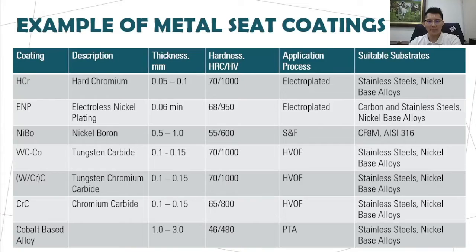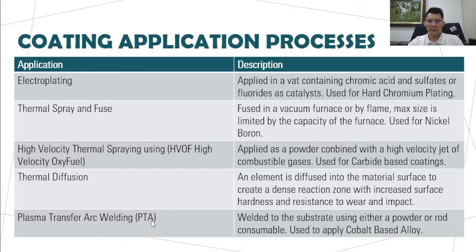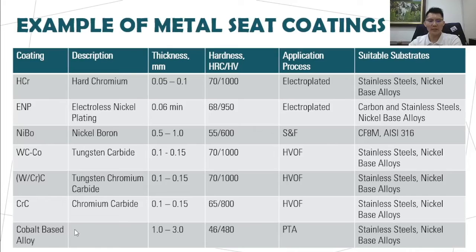The thickness will be 0.1 to 0.15 mm, and the measured hardness value in HRC, Hardness Rockwell scale C, is 65, and Hardness Vickers is 800, using the HVOF method, and the substrate is very similar. So how do we select between all these different coatings? Of course, the last one is the cobalt-based alloy, which we call Stellite 6. Earlier we mentioned HVOF; for the cobalt-based alloy we are using the PTA method, plasma transferred arc coating.